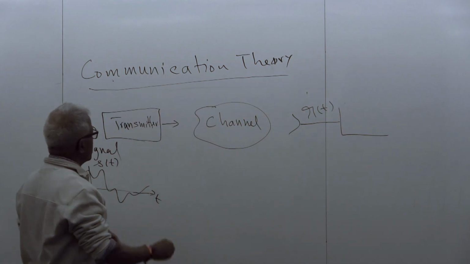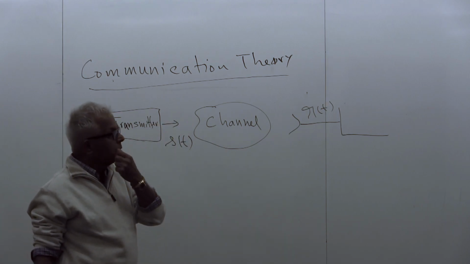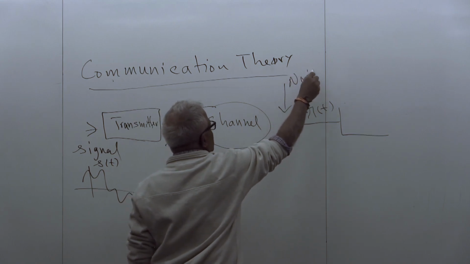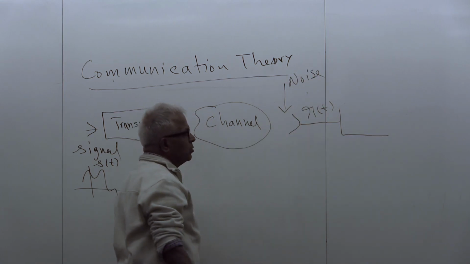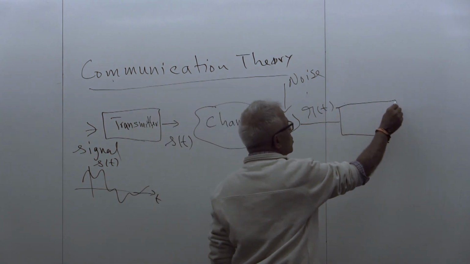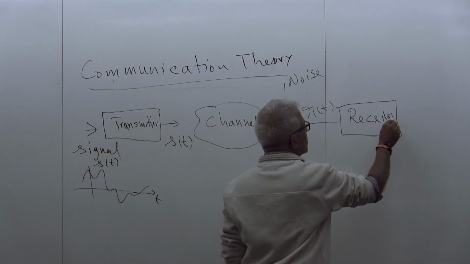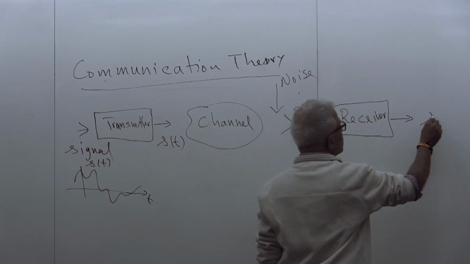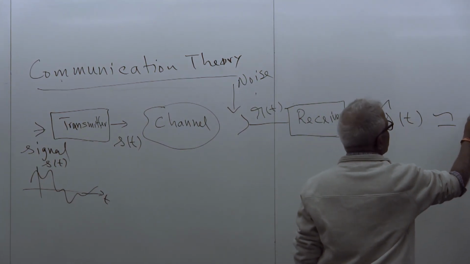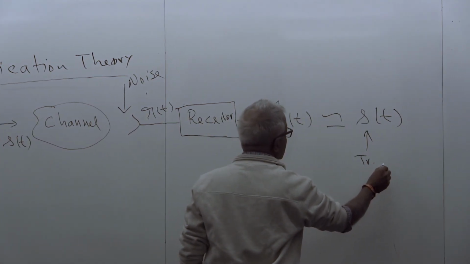So what you transmit could be S of t, but because of the channel, and there is also noise, right? That could be part of the channel or otherwise. So whatever you receive, we will write it differently from the transmitted signal. So you need to process it. So then there should be a receiver, and hopefully at the end of the receiver you will recover some signal, and we want this to be as close to the original transmitted signal.